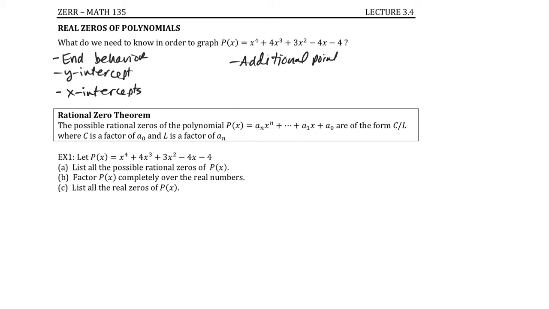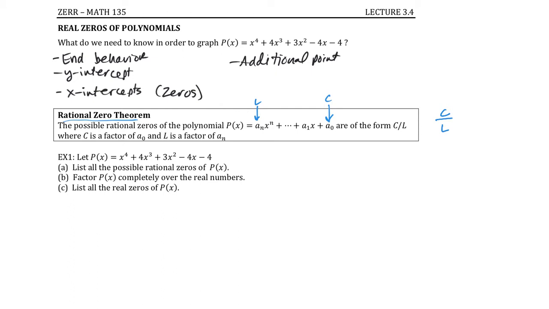Okay, so this section is all about those x-intercepts, the zeros. So the rational zero theorem basically says if you take all the factors of your constant term, I'm going to call that C, and all of the factors of your leading coefficient, we're going to call that L, and you would just divide all those possible factors, and that would give you a list of all the different possible rational zeros. Okay, so let's do an example.